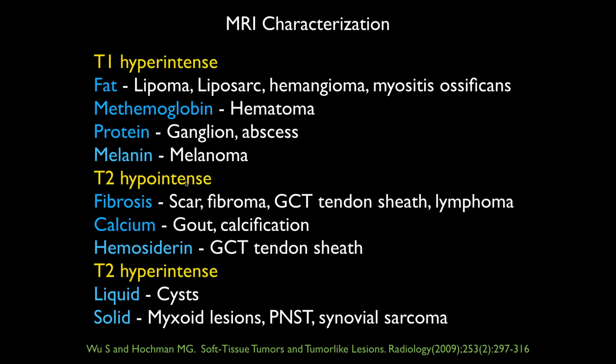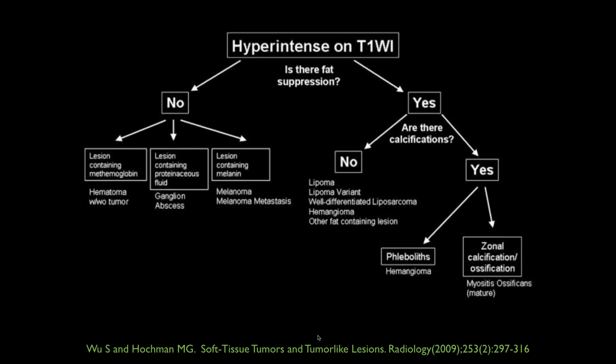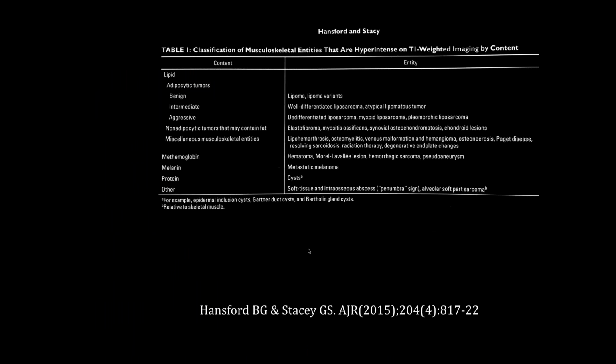For T2 hypointense, we're really looking at more fibrous tissue, calcium or hemosiderin. And then T2 hyperintense, we're talking about things that have a lot of increased free water within them, like cysts or myxoid lesions, which have a lot of intracellular water within them. So you can go through kind of a differential based on hyperintense signal on T1 weighted image, whether or not there's fat.